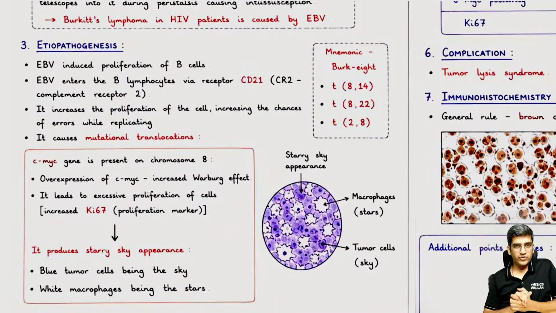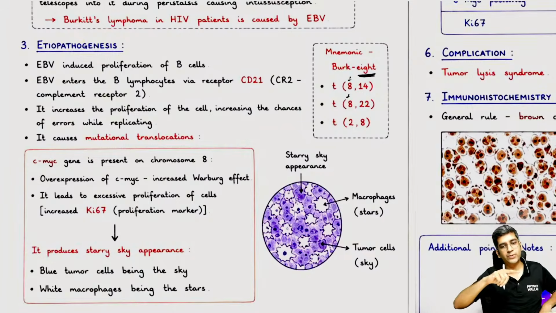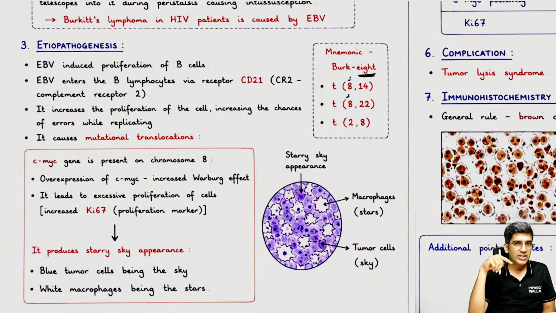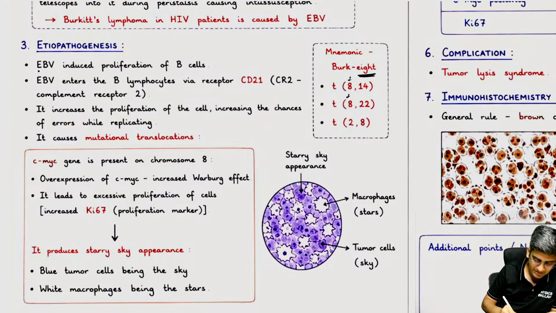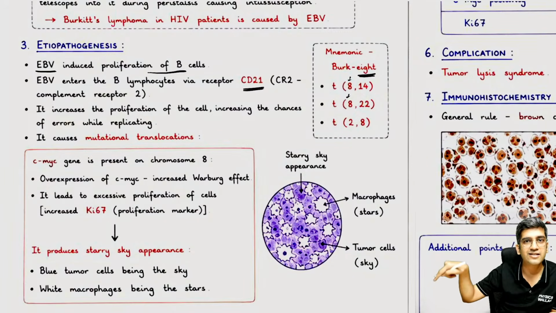Then the etiopathogenesis. See, Burkitt's lymphoma, like I said, it's BUC8. It's the 8th chromosome which is the problem. It can translocate with 14, it can translocate with 22, or it can translocate with 2. The partner chromosome might change, but the important chromosome is the 8th chromosome. What happens is, actually EBV induces the proliferation of B cells. EBV enters the B cell via the receptor CD21 or CR2. It induces the proliferation. The faster it divides, there's a chance of an error. That error is the translocation.